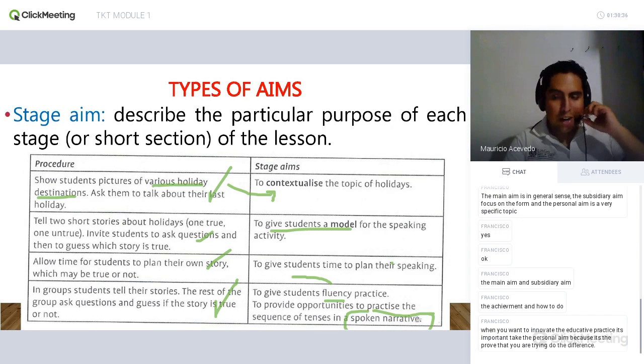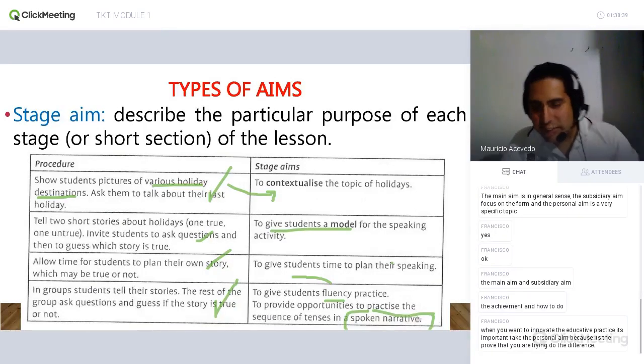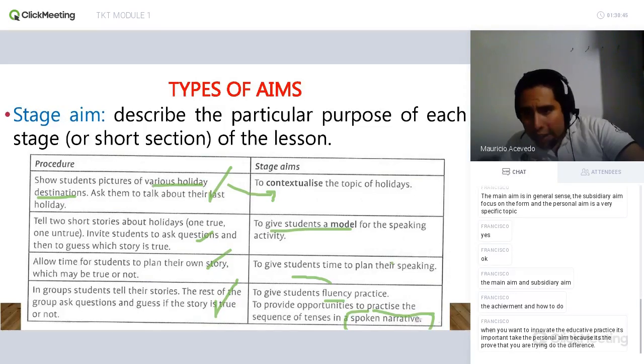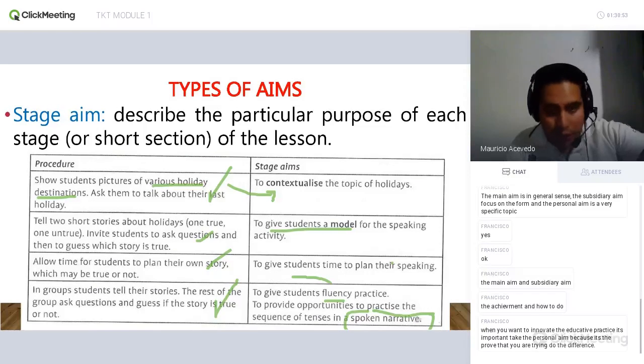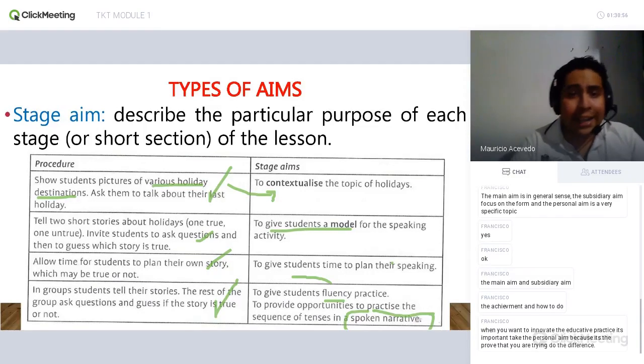Don't worry, Francisco. Right, right. Don't worry. Okay, here we go. When you want to innovate the educative practice, it's important to take the personal aim because it's the one that shows that you are trying to make the difference. Yes, that's right, Francisco. I do agree with you. I think they are important, okay? They are not a waste of time for sure.